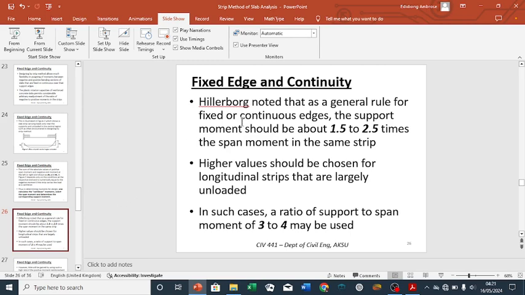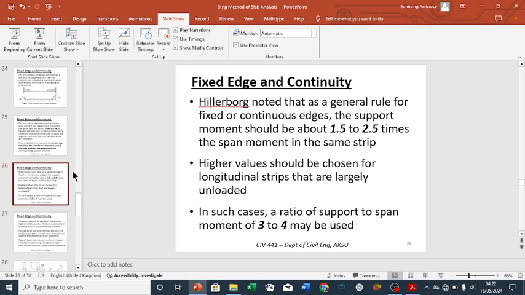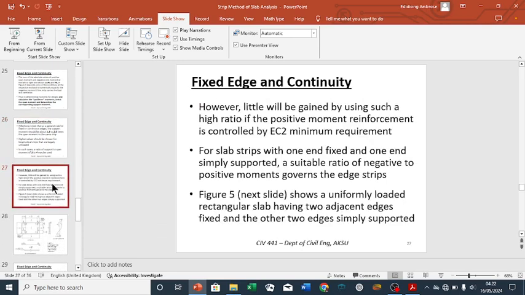Hillerborg noted as a general rule for fixed or continuous edges that the support moment should be between 1.5 to 2.5 times the span moment in the same strip. Usually the support moment is higher than the span moment. So he suggested that a ratio between 1.5 and 2.5 should be used. He said that higher values should be chosen for strips that are largely unloaded. In such cases, a ratio of between 3 to 4 might be chosen.